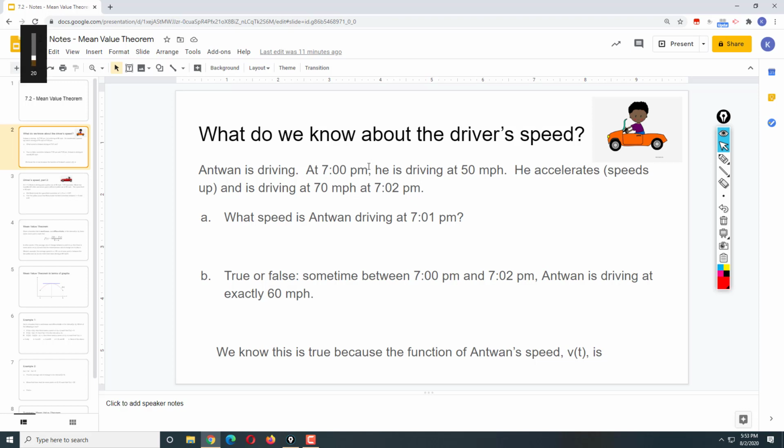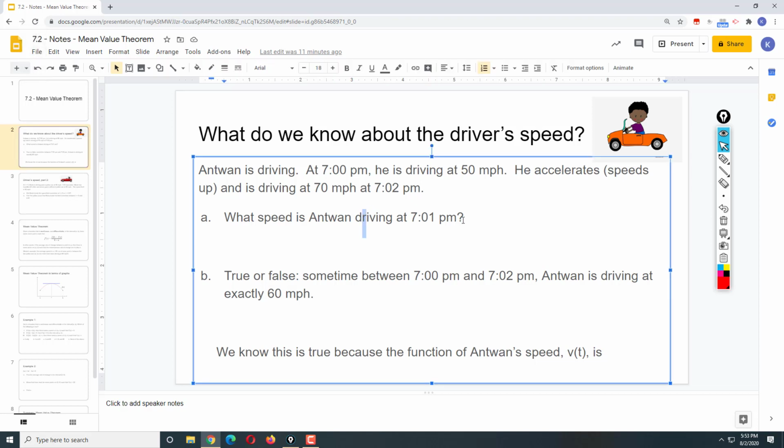Okay. Part A of the question. What speed is Antoine driving at 7:01 p.m.? Some students might say, well, at 7 p.m. he's driving at 50 miles per hour, and at 7:02 he's driving at 70 miles per hour. So at 7:01 he must be driving at 60 because 60 is the average, the mean of 50 and 70. So that's what some students might say. However, that would not be correct.